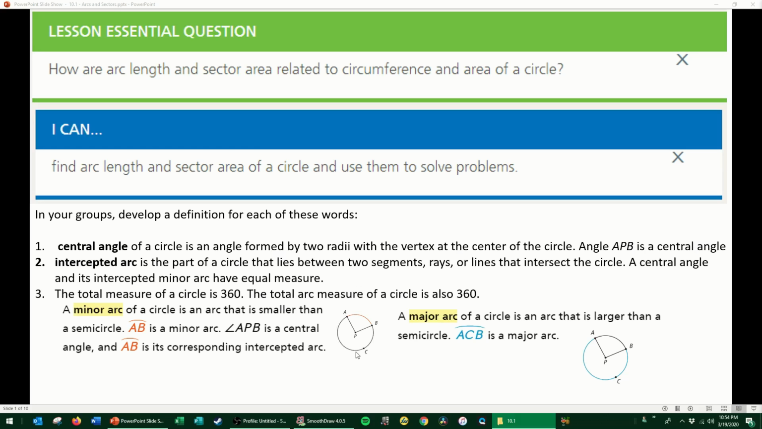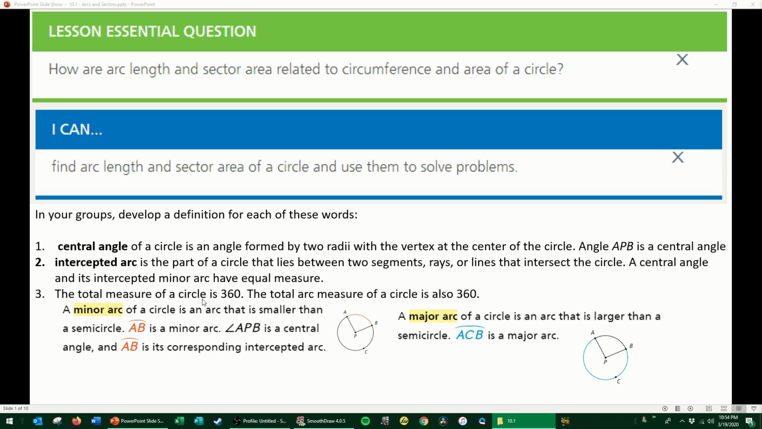If I take the black piece and add the red piece, I'll get the entire length of the circumference. And as we know, the total measure of a circle is 360 degrees. So ACB plus AB must be 360. That's one way to check to make sure we're doing everything right. The intercepted arc is exactly what I'm talking about. The red piece here is intercepted by these two radii on the minor part, and on the major part, ACB is intercepted by the two radii.